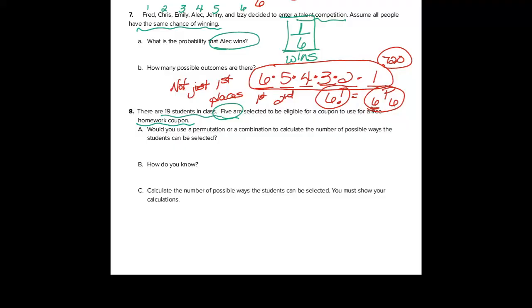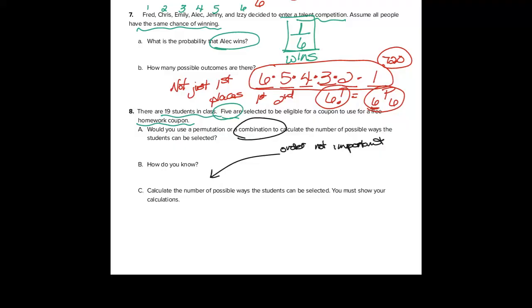Well, this would be a combination. Order is not important here. It doesn't mean, oh, you get the first free coupon for no homework, you get the second one. That doesn't matter. How do we know? Well, that's what you would put here. Order is not important. So it either is important or it's not important. For a combination, not important.